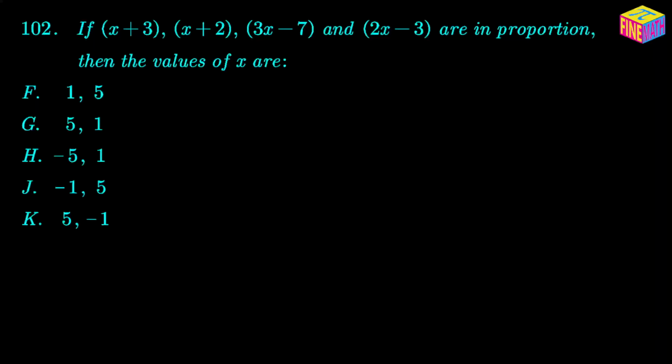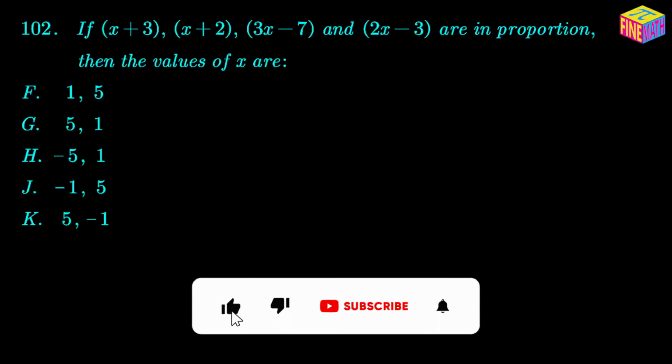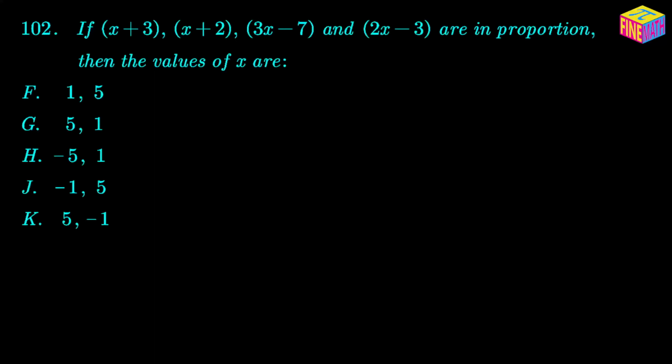So let's get started. Here the question says, if x plus 3 and x plus 2 and 3 times x minus 7 and 2 times x minus 3 are in proportion, then the values of x are which of the following? So clearly we can see that there will be two possible values of x, right? So that means we will eventually end up with a quadratic equation, and from there we have to find the values of x.